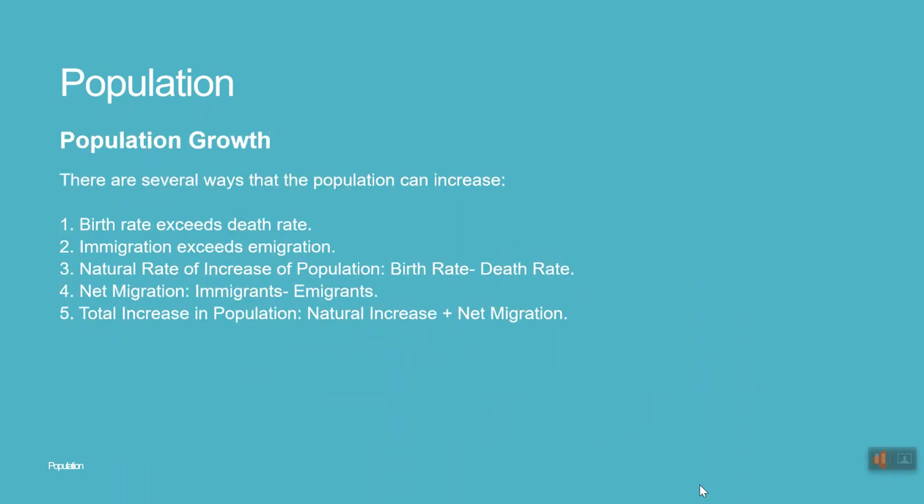Here are several ways that the population can increase. 1. Birth rate exceeds death rate. 2. Immigration exceeds emigration. 3. Natural rate of increase of population: birth rate minus death rate. 4. Net migration: immigrants minus emigrants. 5. Total increase in population: natural increase plus net migration.